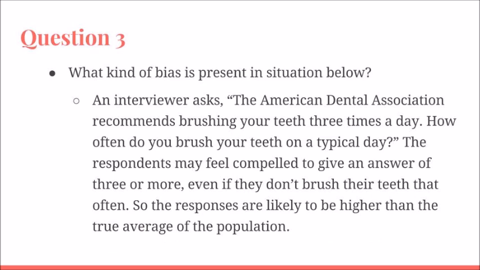So let's take a look at question 3. What kind of bias is present in the situation below? An interviewer asks, the American Dental Association recommends brushing your teeth 3 times a day. How often do you brush your teeth on a typical day? The respondents may feel compelled to give an answer of 3 or more, even if they don't brush their teeth that often. So the responses are likely to be higher than the true average of the population. Take about 30 seconds to answer. You can pause the video if you want.